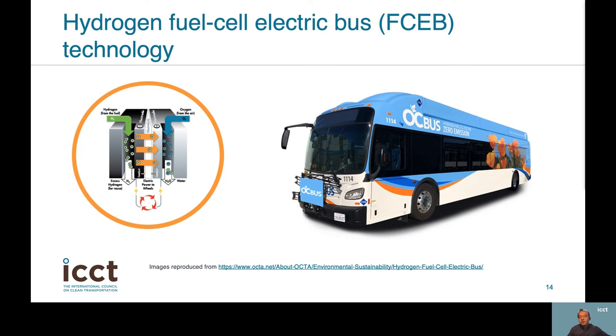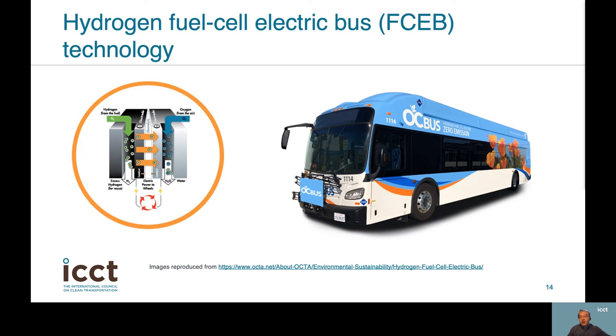FCEB operation is similar to diesel bus operation due to its similar range and fueling approach. There are two common sources of hydrogen. The first is natural gas reforming, where a mixture of hydrogen, carbon monoxide, and a small amount of carbon dioxide reacts with natural gas with steam at a high temperature. Carbon monoxide reacts with water to produce additional hydrogen. This method of hydrogen production is the cheapest, most efficient, and most common.